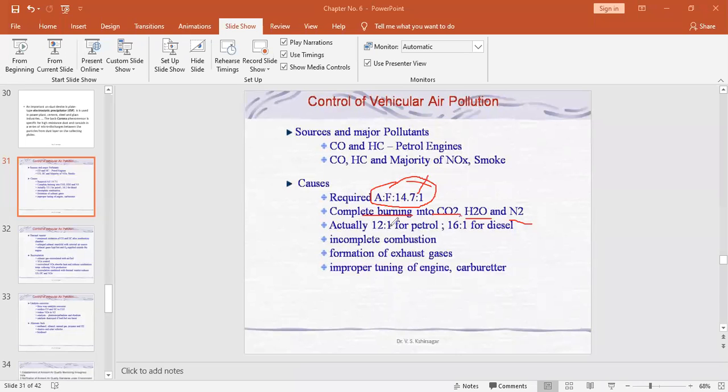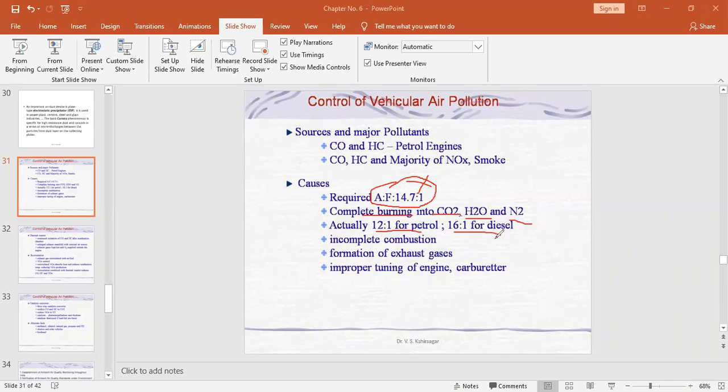Actually, 12 to 1 for petrol and 16 to 1 for diesel. Though it is a standard, at least we need to maintain this ratio for petrol and this ratio for diesel. If it is petrol, it should be 12 to 1. If it is diesel, it should be 16 to 1.